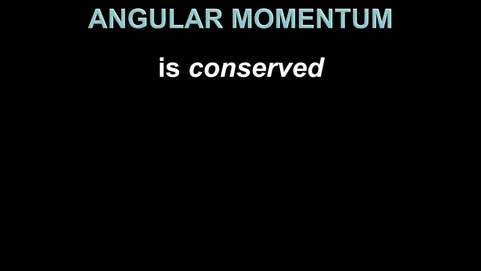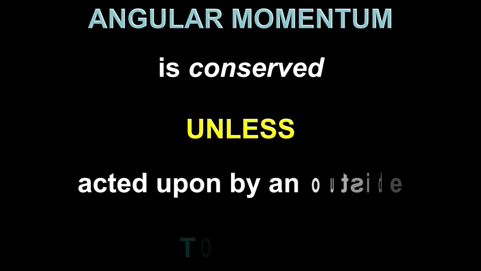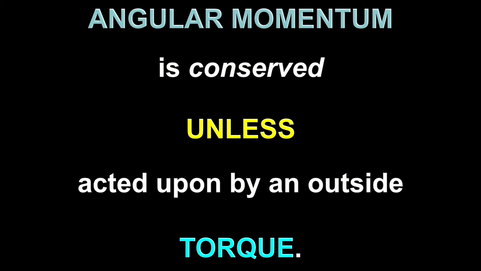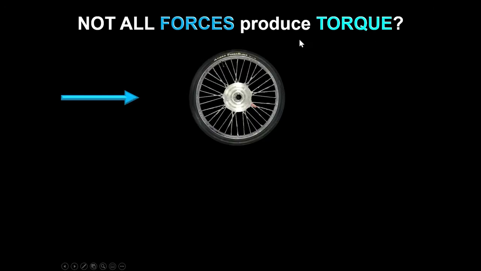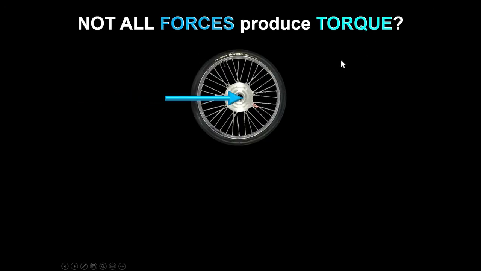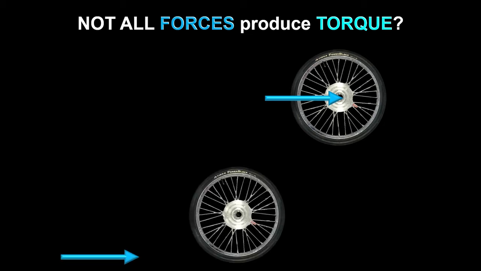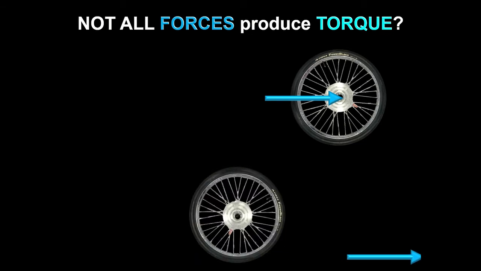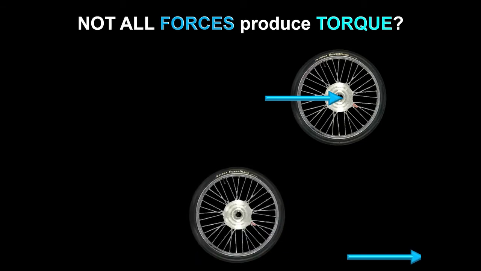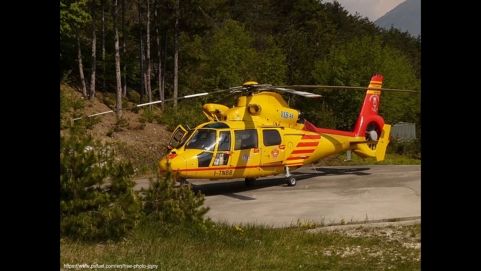Angular momentum is always going to be conserved, okay? Unless it is acted upon by an outside torque. Torque can change the angular momentum. But not all forces produce torques. If I put a force right through the pivot point of this bicycle wheel, it's going to change its linear momentum, but it wouldn't have changed its angular momentum. I have to put a force at some distance to the pivot point to change its angular momentum.